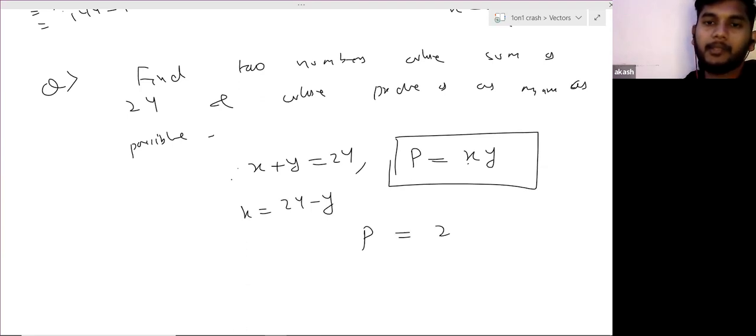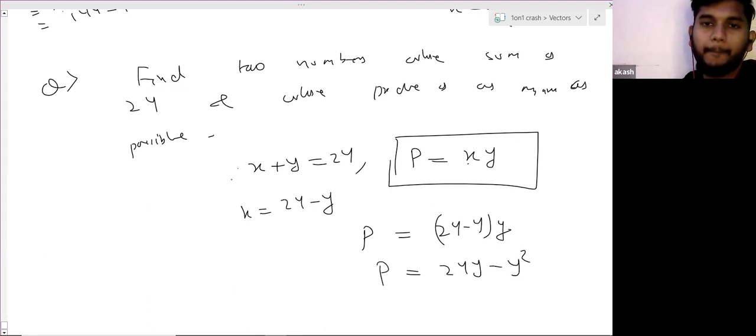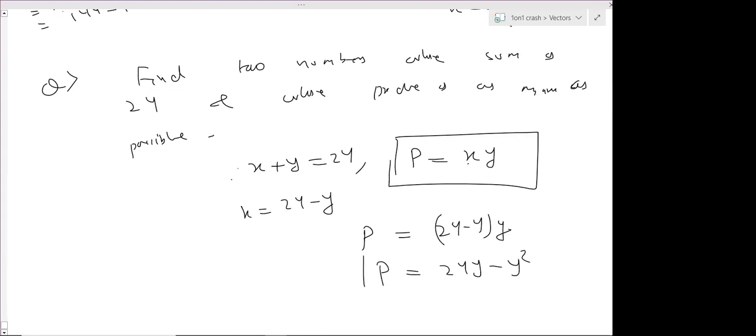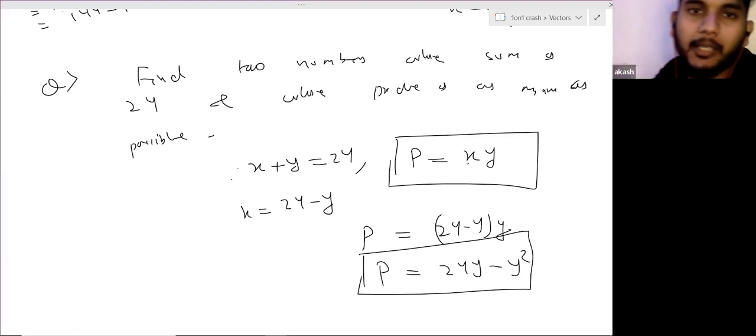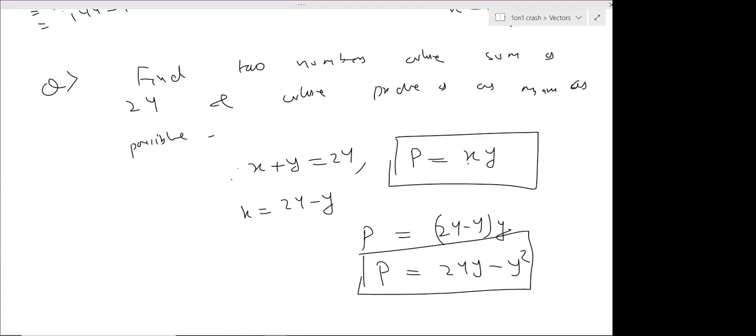P is 24 minus y into y. So this is 24y minus y square. Clear? Now this you have to maximize. We just solved a question like this, right? How to maximize: differentiate, find critical points, double differentiate, see at which points the answer is negative, right? Please solve it. Tell me the answer.